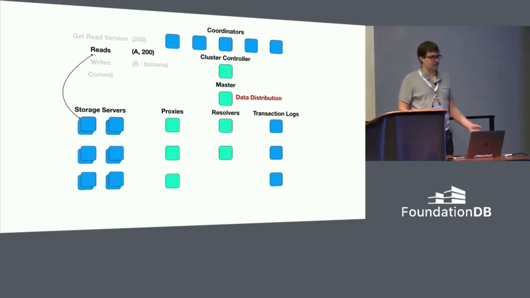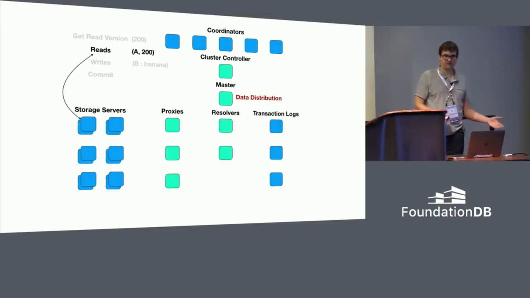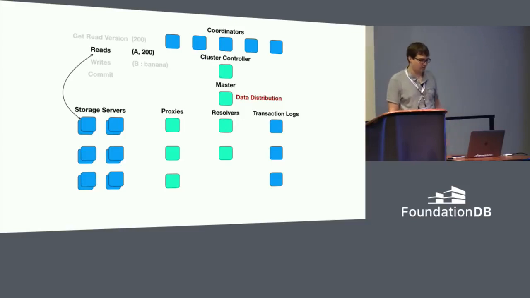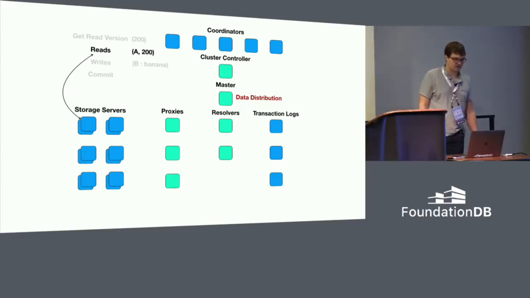If we shift responsibility of a shard, the client's cache could be invalidated, because the server it previously thought was responsible for the keys has now shifted. In that case, the storage server itself will tell the client that the data has moved. The client will invalidate its cache, and it'll re-grab the answer from the proxy to get the correct location.